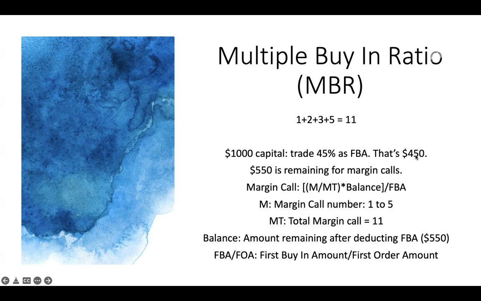So let's get right into it. Remember, we have previous videos that went into all of these details. M stands for 1, 2, 3, or 5. The margin call total is constant here; in this case, it's 11. And the balance is the amount remaining after deducting the first buying amount, okay? The first buying amount is the same thing as the first order amount. They can be used interchangeably.